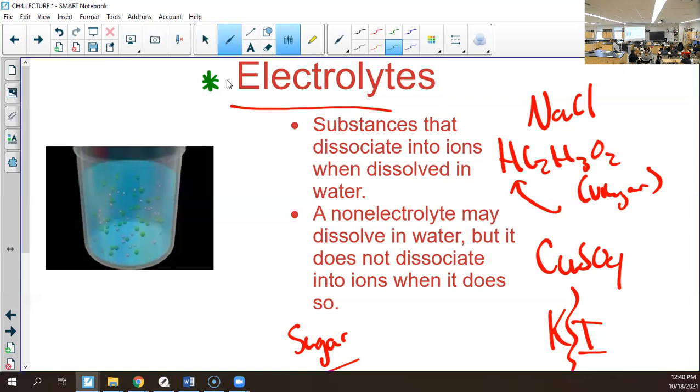Okay. A non-electrolyte may dissolve in water, but it does not dissociate into ions when it does so. So tell your partner the name of one of those. Sugar. Dirt's tricky because dirt doesn't really dissolve. If it dissolved, the water would mostly stay clear. So it kind of mixes up, makes what we call a colloid. But anyway, all right. So sugar, we all right with that? Okay.